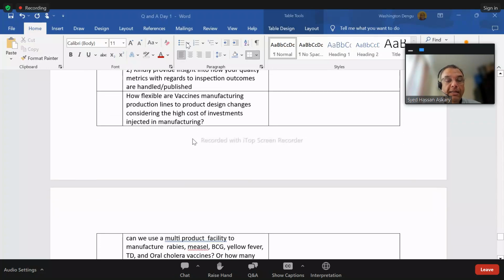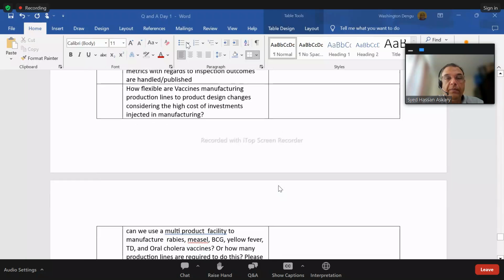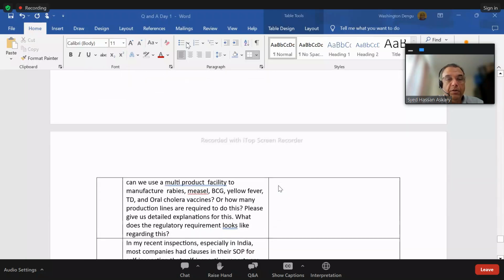Sorry, there's one question, two of the same question. Kindly provide insight into how your quality metrics with regards to inspection outcomes are handled and published. Again, it's the same thing. With regards to inspection outcomes, I think you handle everything the same way. You identify what are the key elements and key inspection observations.